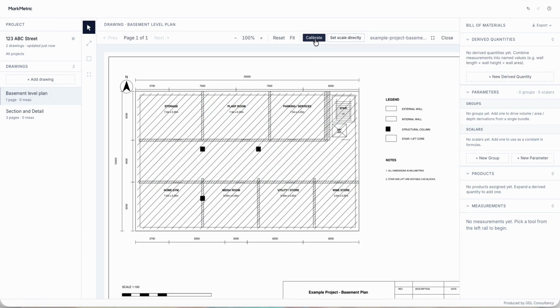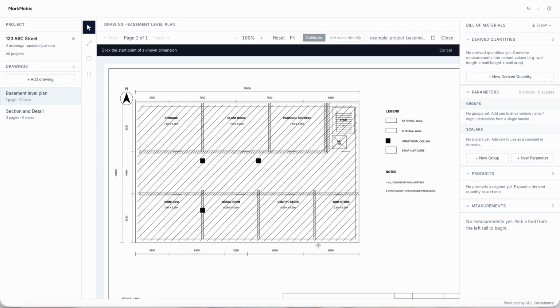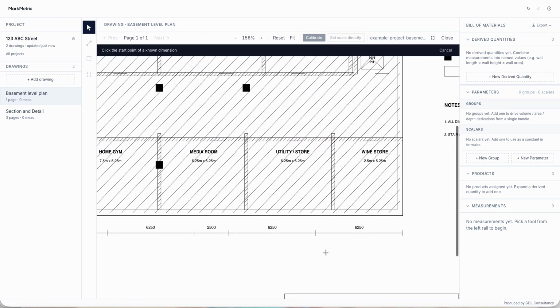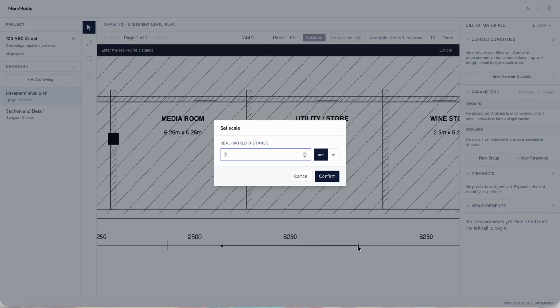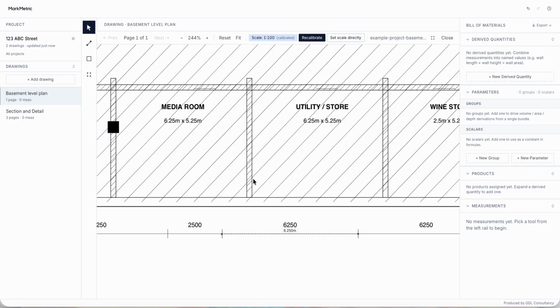On most takeoffs, you measure the same thing twice, once on the plan, again on the detail, rekeyed by hand, with no easy way to prove the figure afterwards. MarkMetric measures it once. Set the scale once from any known dimension on the sheet.